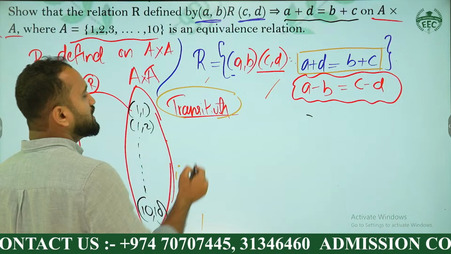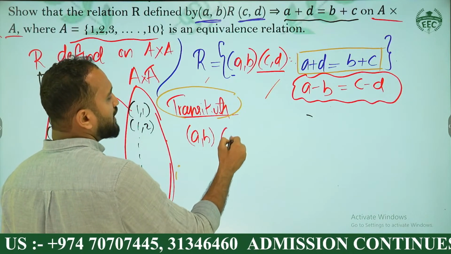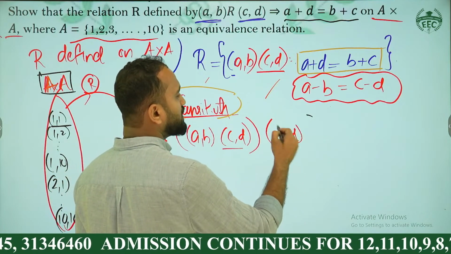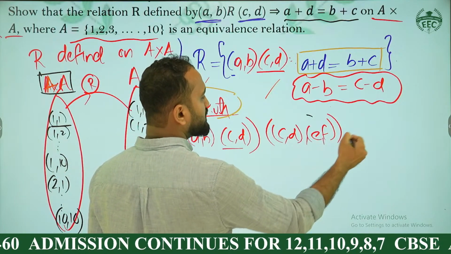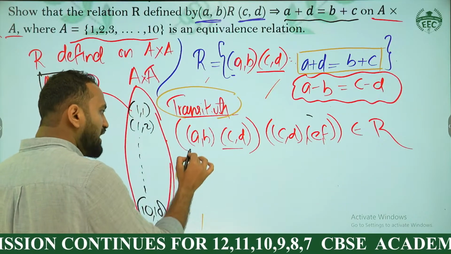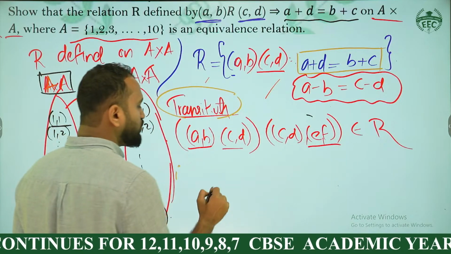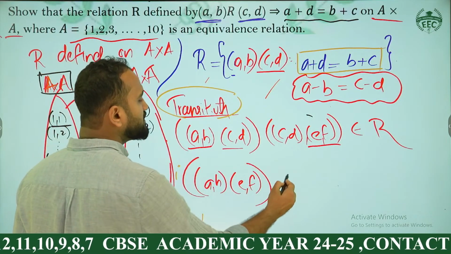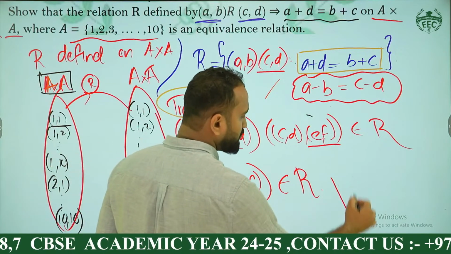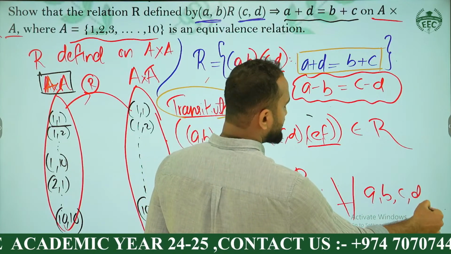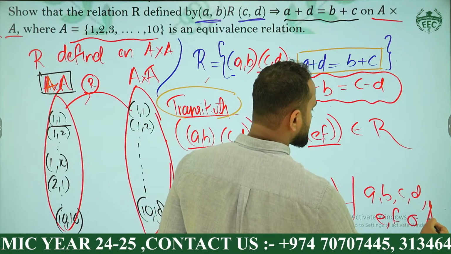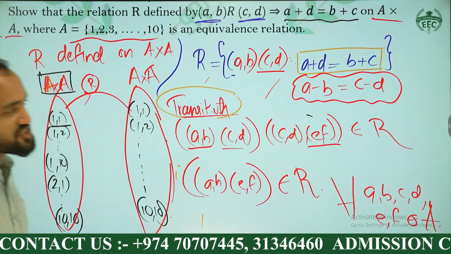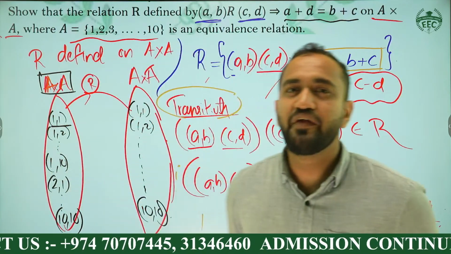The point is that here if A comma B and C comma D are there in the relation, and something starting from C comma D, that is C comma D and E comma F, are there in the relation, in that case, I can say that A comma B will be related to what? E comma F. Got it? This guy will be there in the relation, for every A, B, C, D, E, F belonging to set A. So I can conclude that this relation is reflexive, symmetric and transitive.